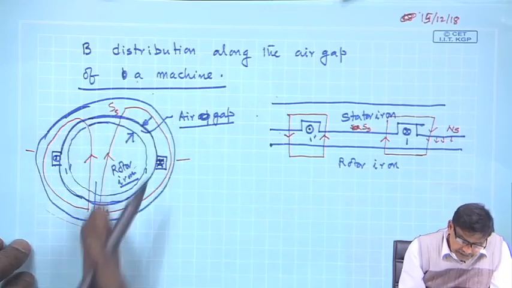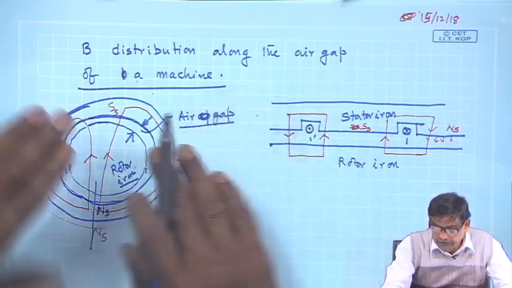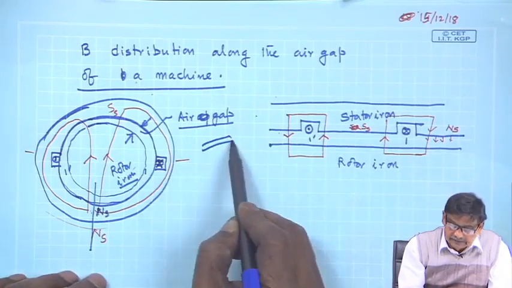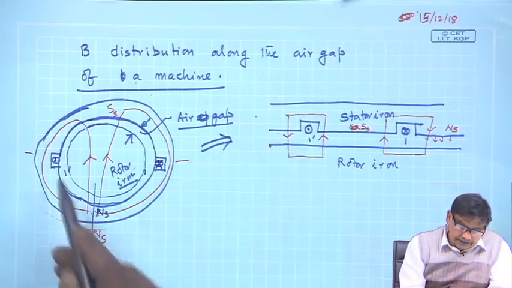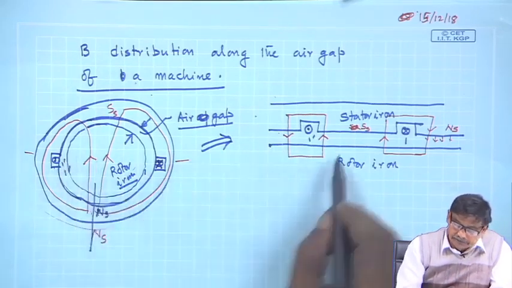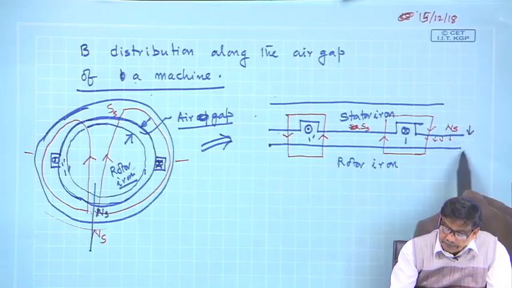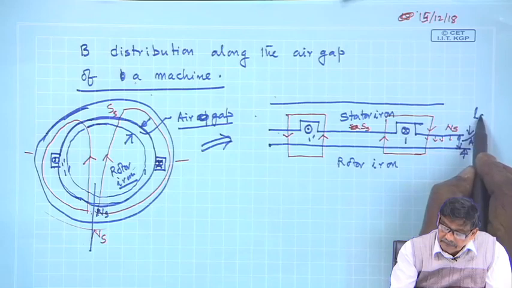And if you cut it here and imagine you have separated it out and made it flat, then from this you will get this, and all the things here. This is 1 dashed, so 1 dashed 1, and this is the air gap, AG. Suppose the length of the air gap is L g.